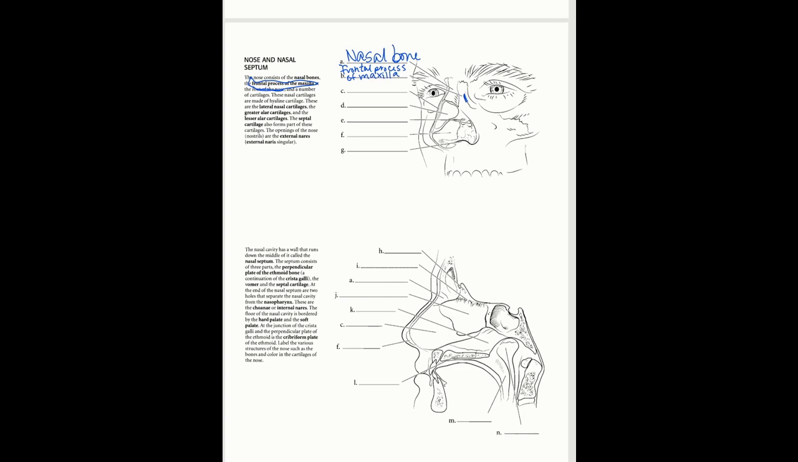Okay. From there, we have a couple different cartilage sections. C, we're looking at the septal cartilage. So the septal cartilage, we'll go over this in the next one, is the cartilage that's going to extend off of the perpendicular plate and kind of separate between left and right sides. From there, we've got D, which is the lateral nasal cartilage.